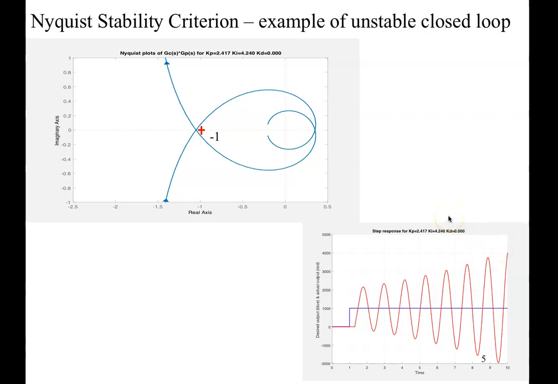So the critical point here is this minus 1 on the real axis. If it encircles it, then you have an unstable closed loop system. If it does not encircle it, then you have a stable system. That's all if your open loop plant is stable in the first place. Okay, it gets a little bit tricky when your open loop system is unstable.